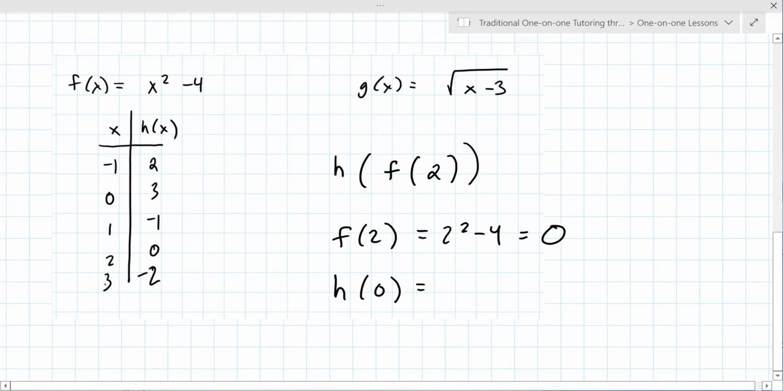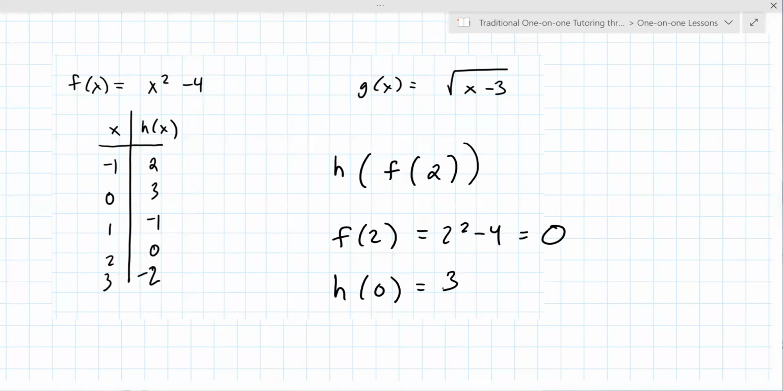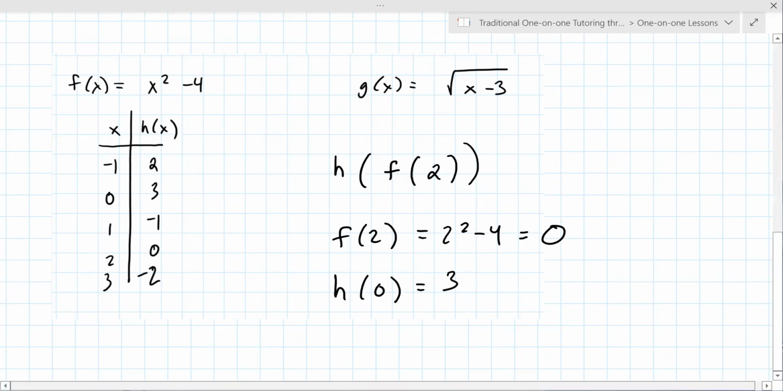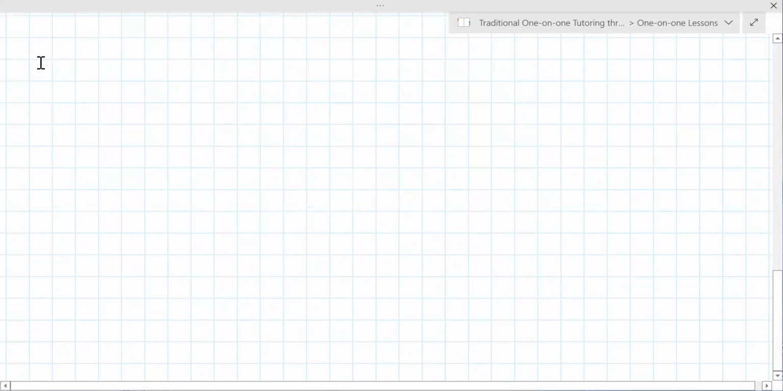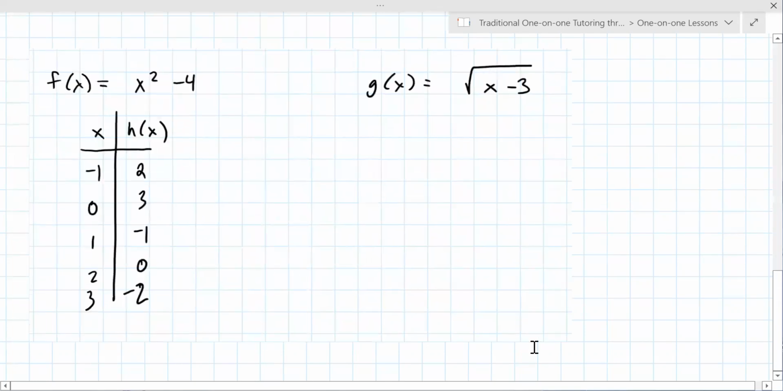So you look for 0 on the left side of the table. And then what is the right side value? 3. Okay. Anything on that that's unclear? No, it's a lot more clear. Yeah, it always is the second time around. You're like, why didn't I get this the first time?